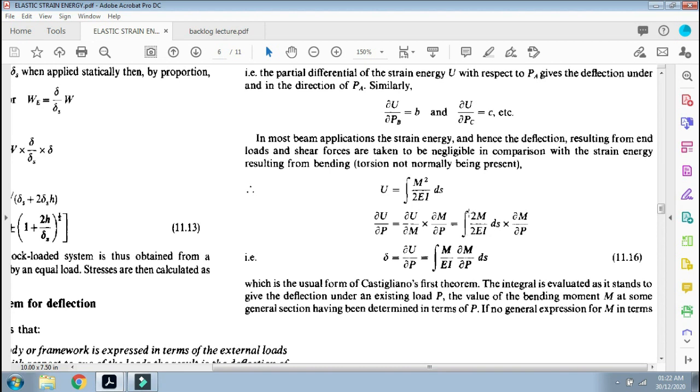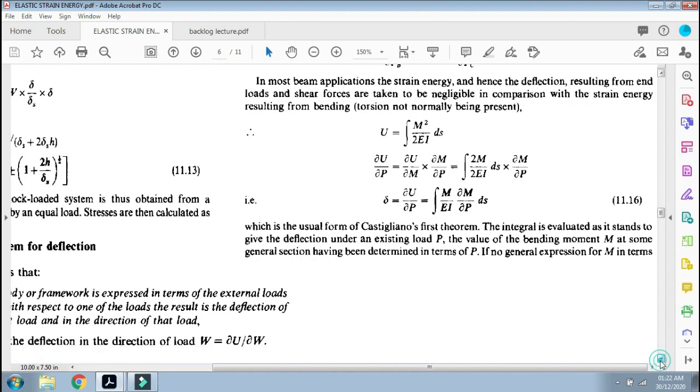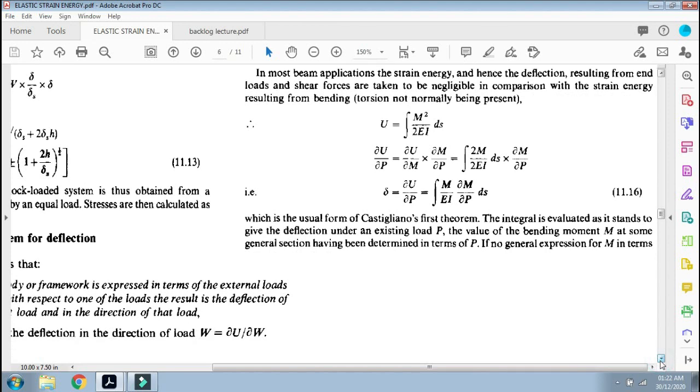Here the 2 gets cancelled out, so ∂U/∂P, which is the deflection, equals M upon EI ∂M/∂P times ds, which is the usual form of Castigliano's first theorem. Mathematically, when you differentiate a function within the integrand, it is a technique called the Leibniz technique. I have told you before also, when we were doing statically independent beams.